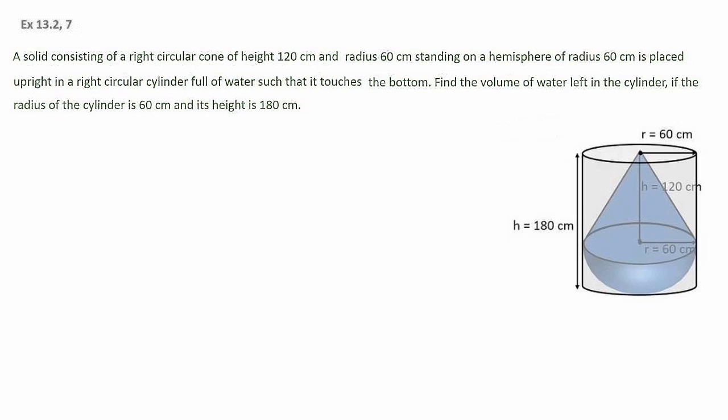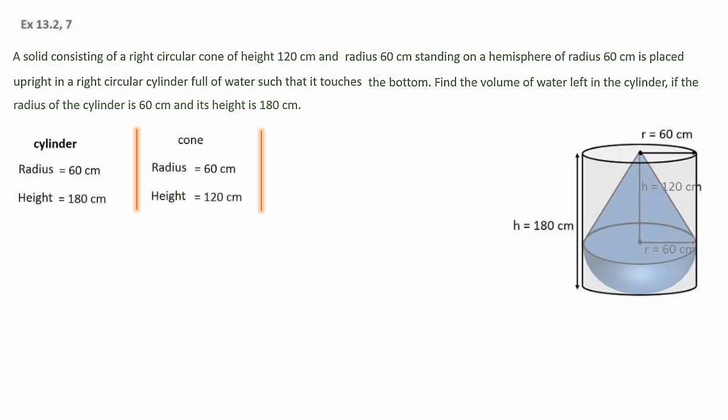Let's write down the given shapes' dimensions. Cylinder: radius is 60 cm and height is 180 cm. Next is the cone. Cone has radius 60 cm and height 120 cm. And the next one is this hemispherical portion, with only one dimension, that is radius 60 cm.